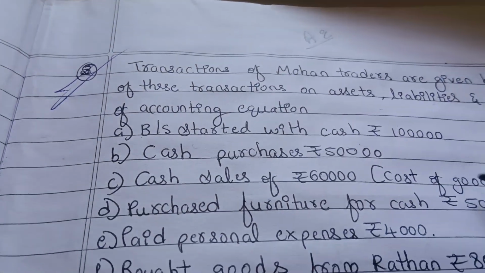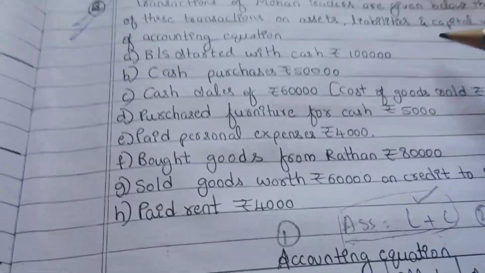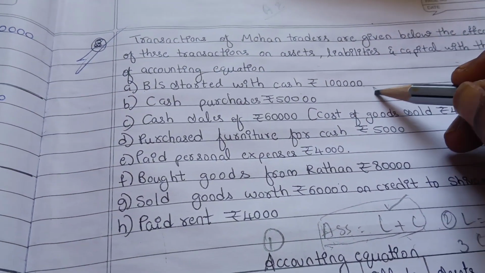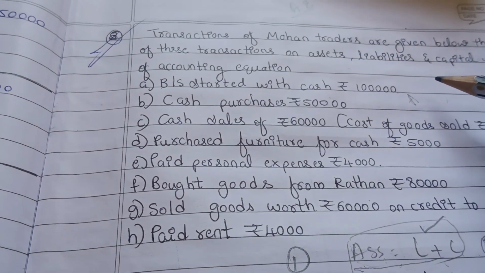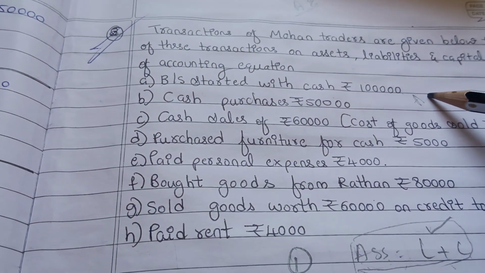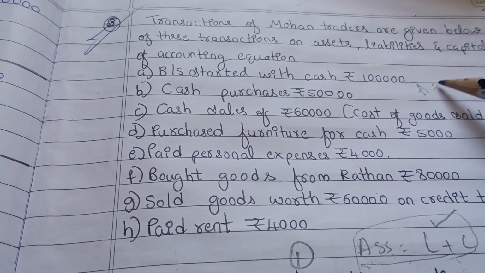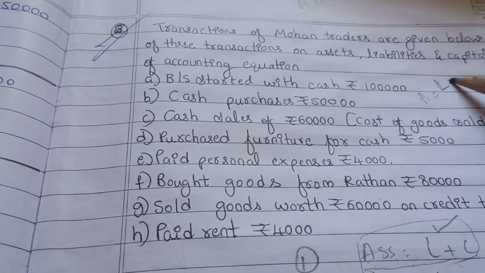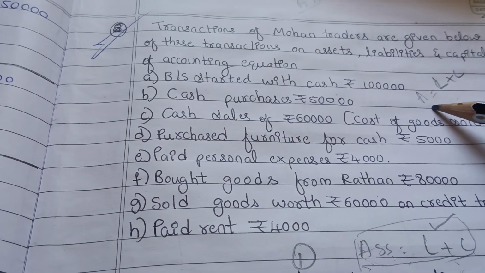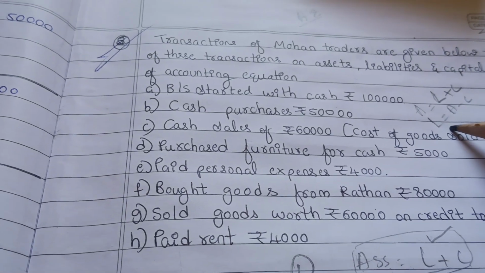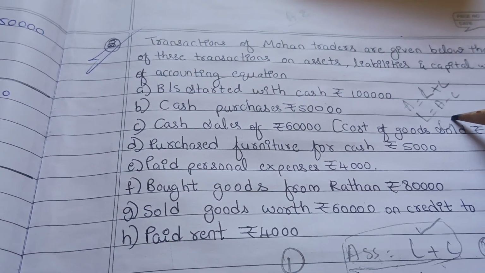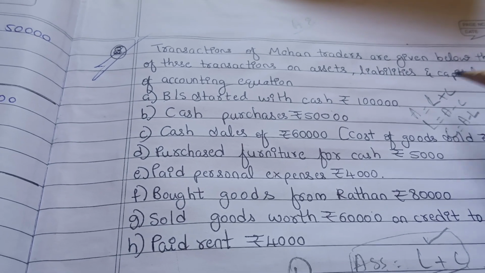To know about this problem, first you should be capable of knowing and understanding what an accounting equation is and how many accounting equations there are. We have three accounting equations. First will be assets is equal to liabilities plus capital. Second accounting equation will be liabilities is equal to assets minus capital. Third accounting equation will be capital is equal to assets minus liabilities.